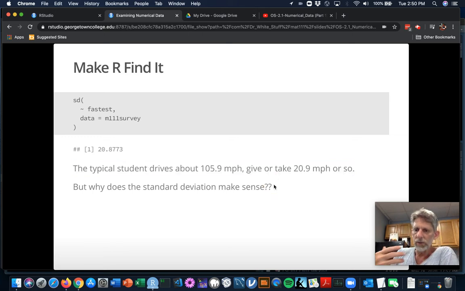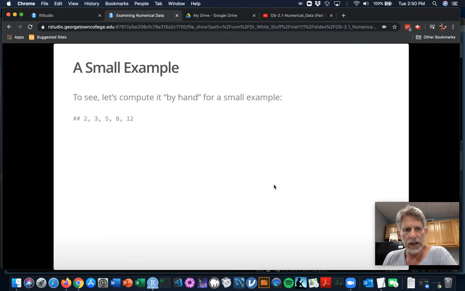But I want to revisit the formula a little bit to just show you why the formula makes sense as a way to be a give or take figure. And to do that, why don't we try just a small example? How about a very small data set, kind of a fake data set, consisting of just those 5 numbers, 2, 3, 5, 8, and 12. Let's compute the standard deviation for the data set one step at a time.